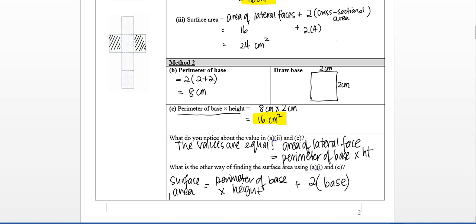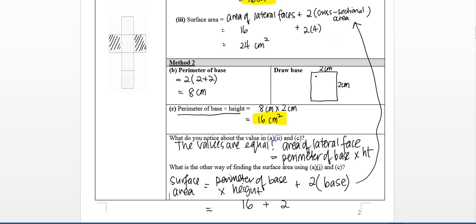Continuing from where we left off yesterday, the total surface area of this prism will be the perimeter of base times height, which will come from here, plus 2 times of base. Now, what is 2 times of base?